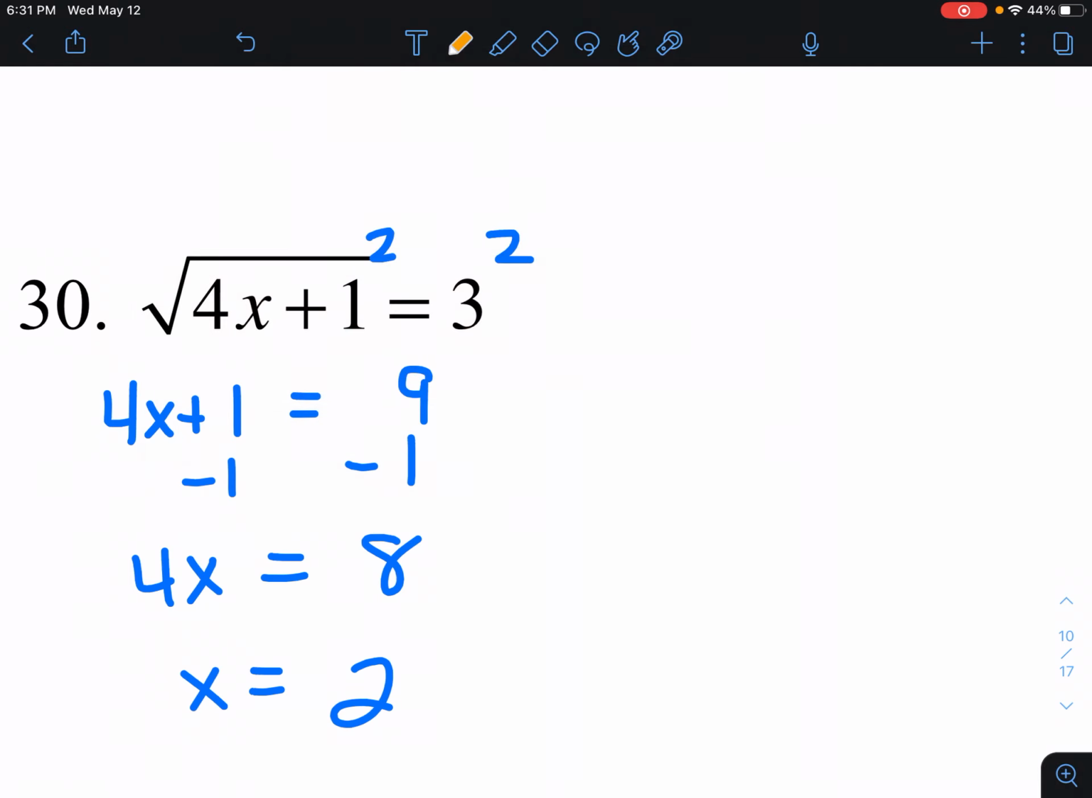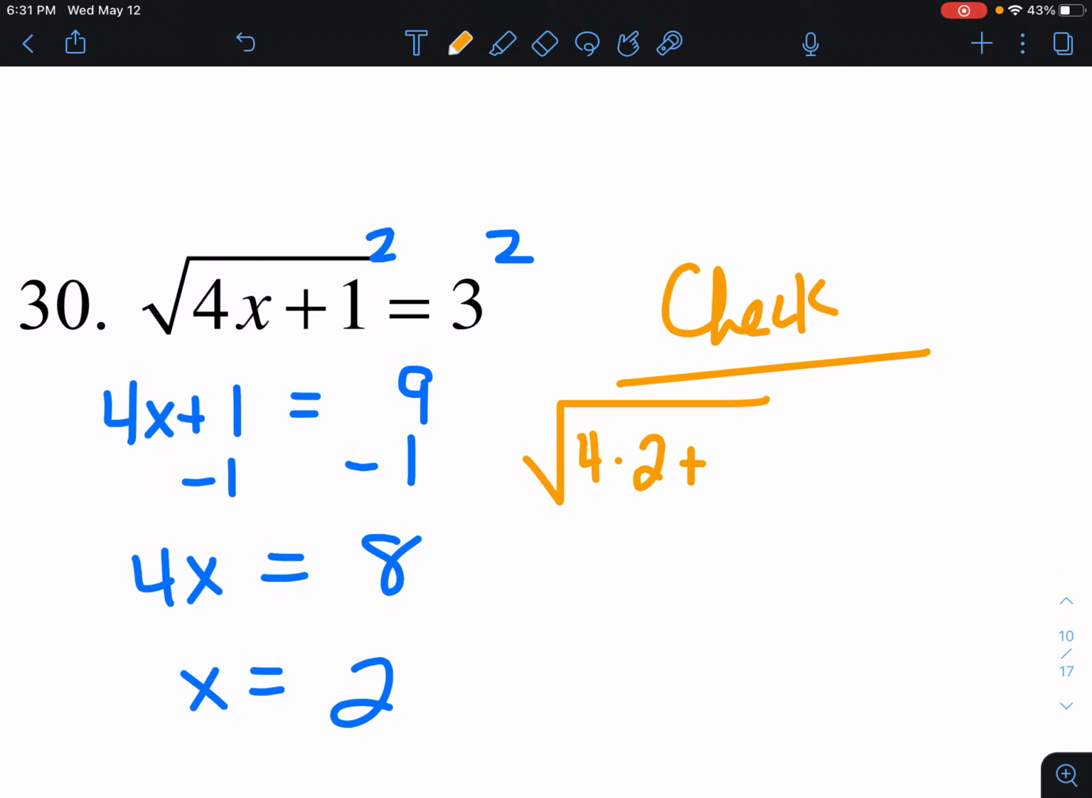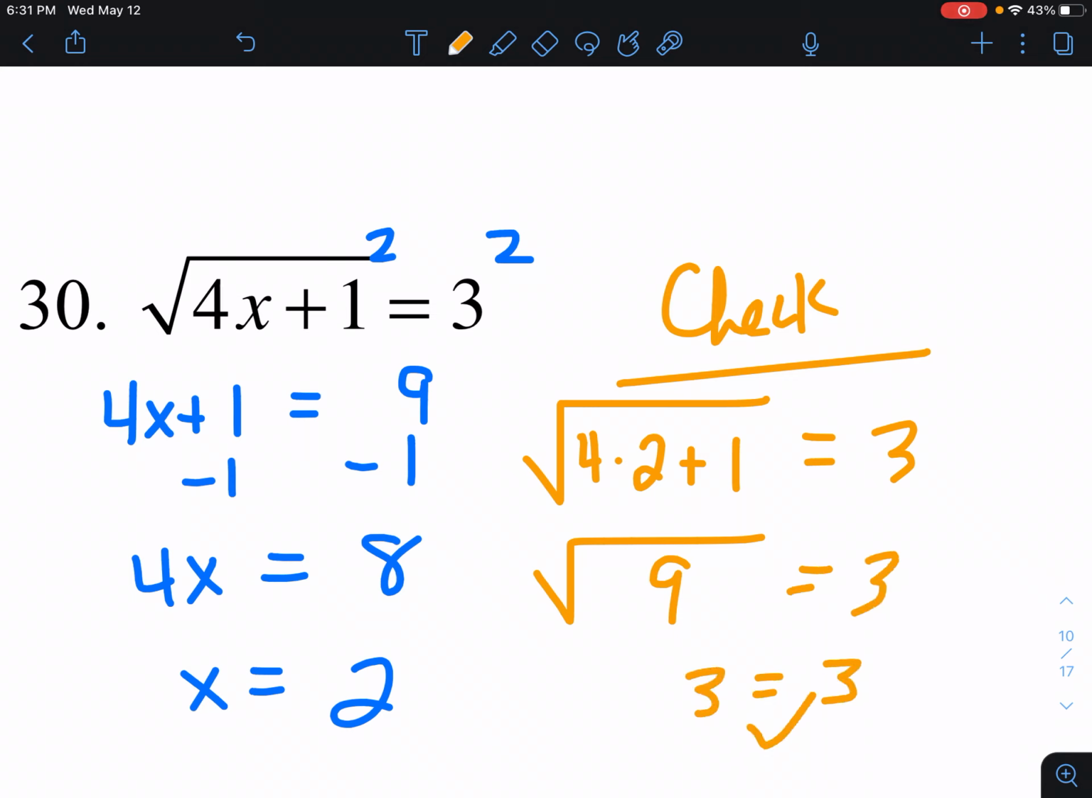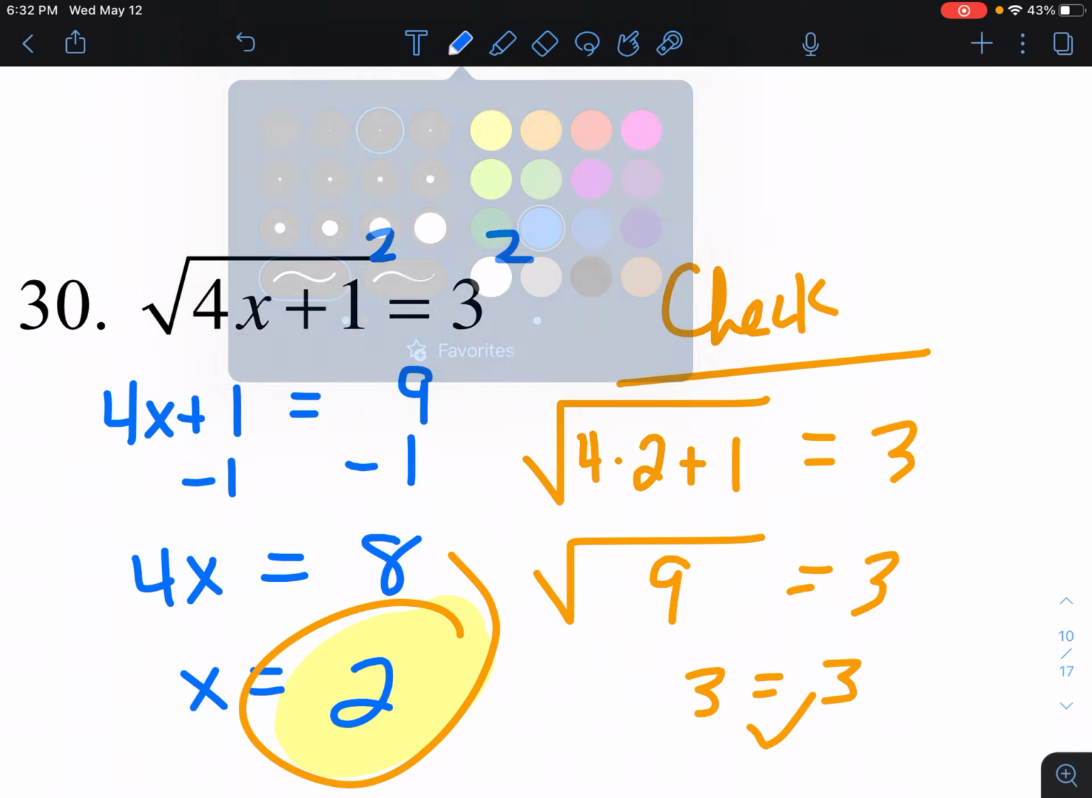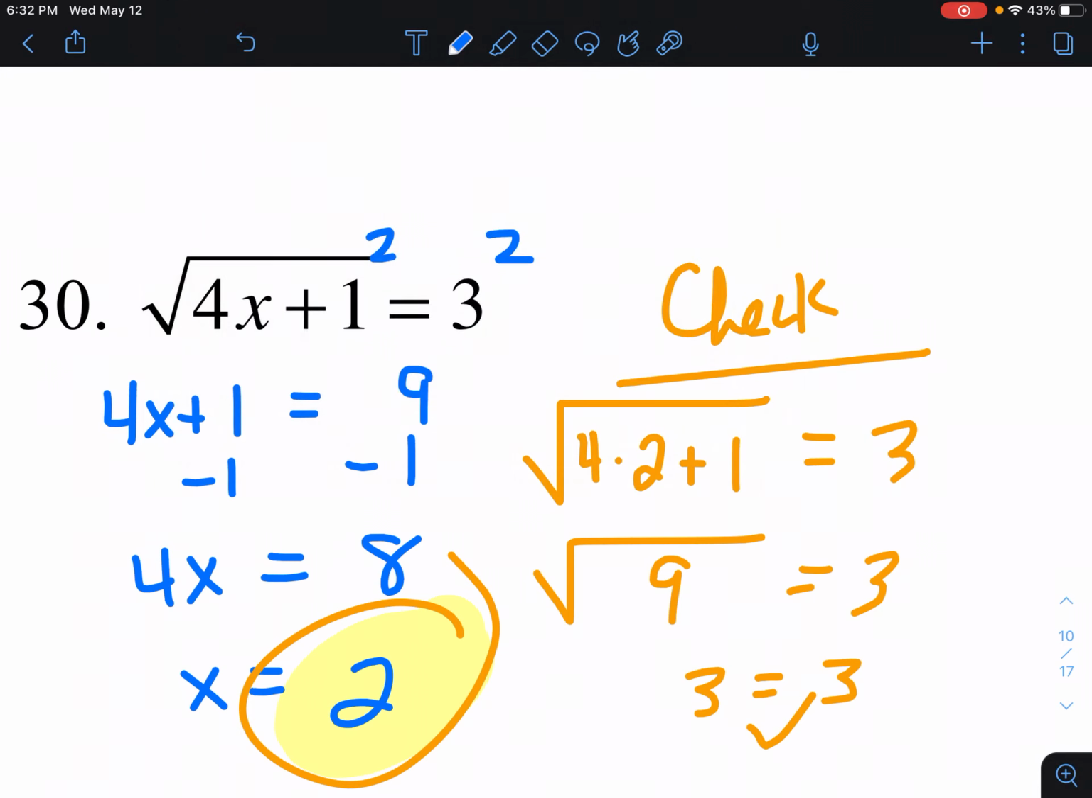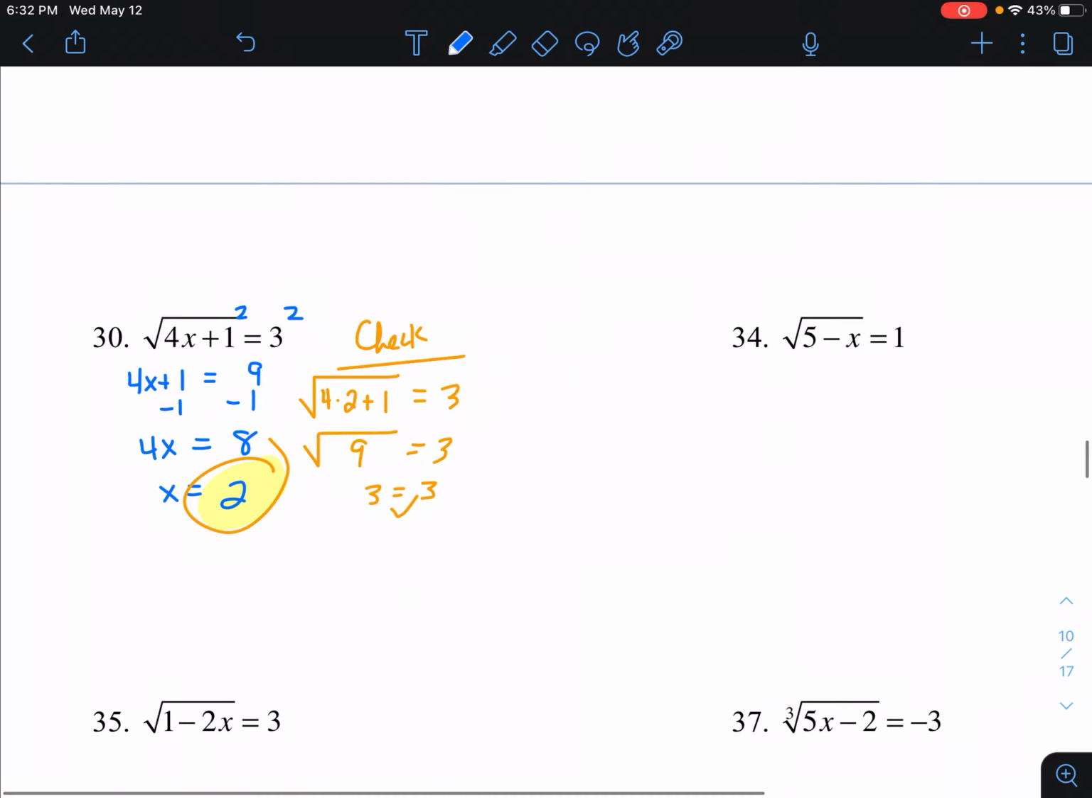Now let's check the 2. 4 times 2 plus 1 equals 3. So that'll be 4 times 2 is 8, plus 1 is 9. And the square root of 9 is 3, so that does check out. 2 is 100% our answer. Simple. If you guys put in the work on this first part of solving radical equations, some of these are really, really basic and easy to get done. Just got to put in the practice.